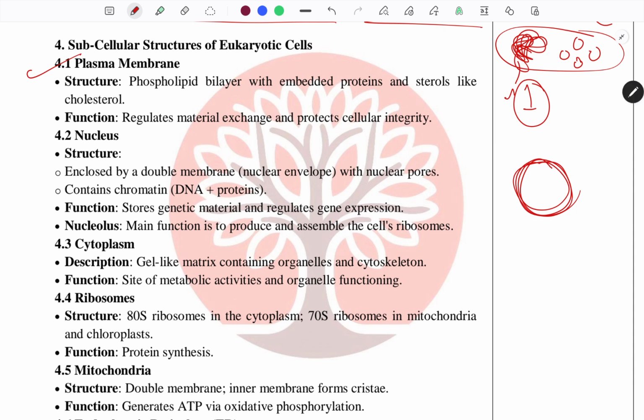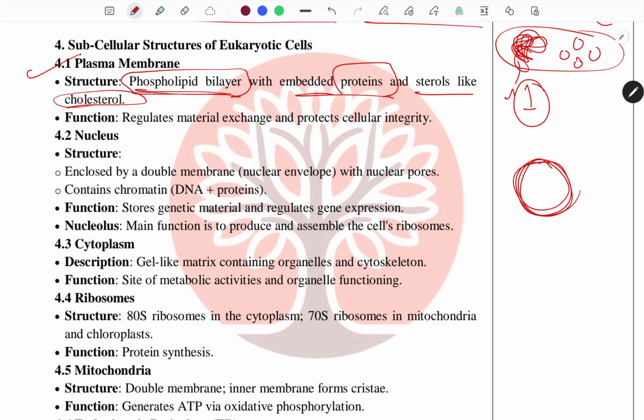Then what is the function of the plasma membrane? As we discussed while explaining the prokaryotic cell wall structure, this plasma membrane is made up of a phospholipid bilayer with embedded proteins, sterols like cholesterol, and carbohydrates which are present on it. So remember, the plasma membrane is made up of a phospholipid bilayer embedded with proteins and sterols like cholesterol, and carbohydrates.